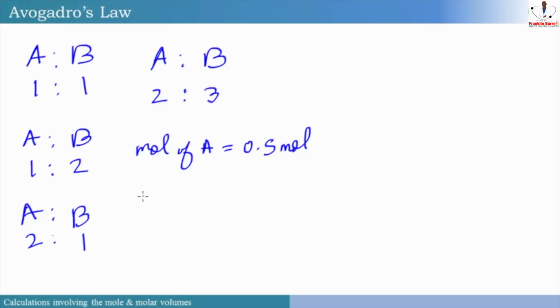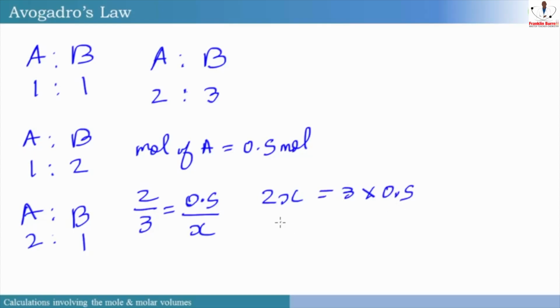But we know that 2:3 is the same thing as 2/3, which is a ratio. And if we know the moles of A, we can write the moles of A for that ratio of 2. And we want to find the moles that correspond to 3. So all we need to do now is cross multiply. So we'll say 2x equal 3 times 0.5. Therefore, x equal to 3 times 0.5 divided by 2.